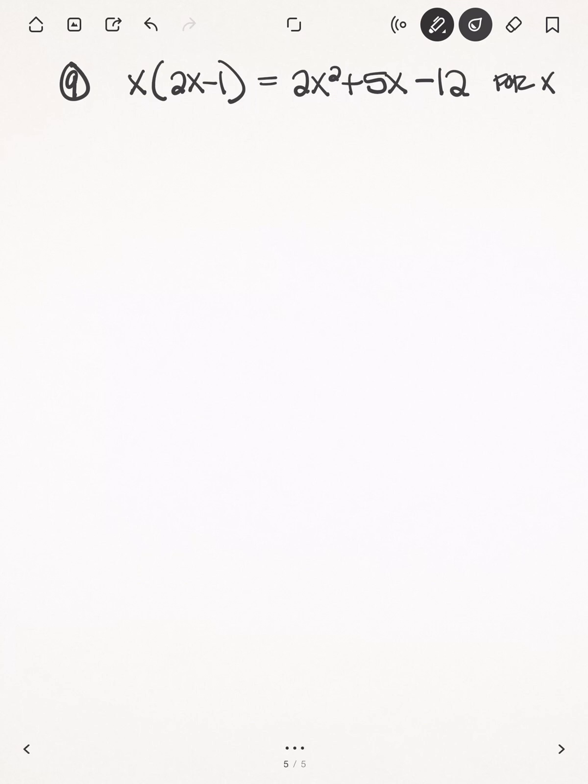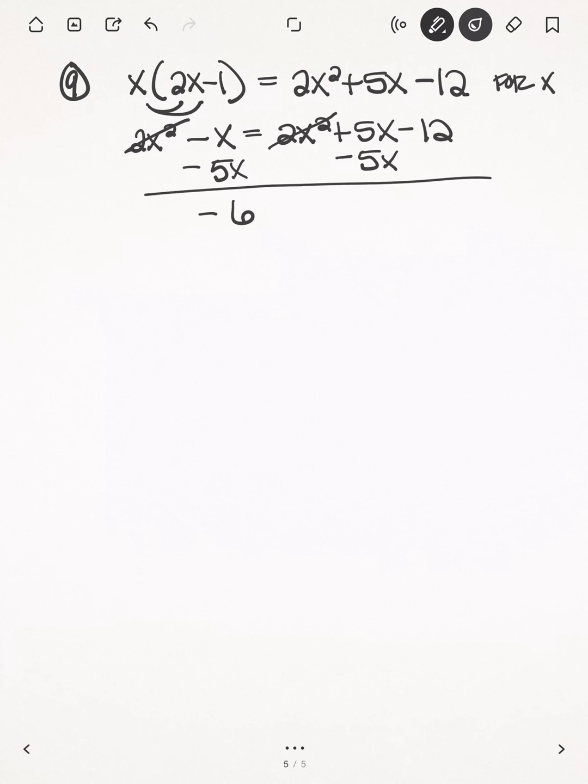Okay, I'm going to work it now. Hopefully you got the same answer I'm about to get. Distribute. We get 2x squared minus x is equal to 2x squared plus 5x minus 12, because I can't simplify anything on that side. Notice that they both have a 2x squared, so I'm going to cancel those out. And I'm going to move all my x's to one side. So I already have an x over here that's by itself, so I'm going to move this one over. I'm going to subtract 5x from both sides. I get negative 6x is equal to negative 12.